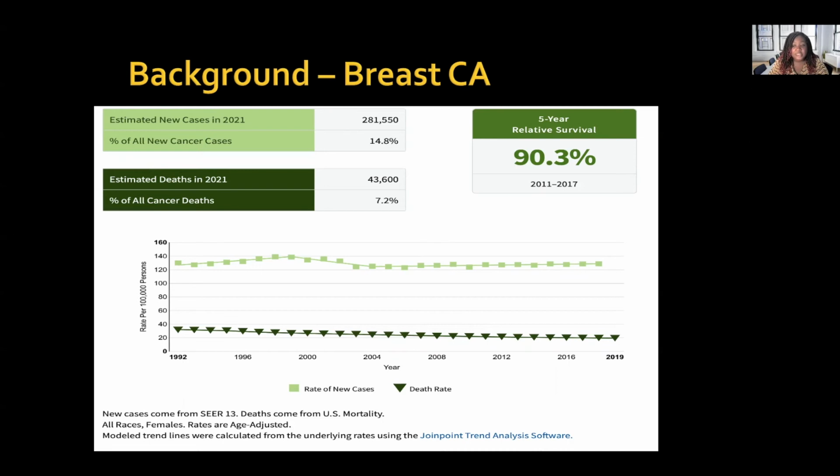Globally, breast cancer is the second most frequently diagnosed malignancy just behind lung cancer. This is the most recent data available from the NIH at cancer.gov, and it is estimated that in 2021 there will be over 281,000 new cancer cases. Over the last almost 30 years, the cancer death rate has been decreasing while the incidence has held steady. Factoring all stages, the 5 year relative survival rate of breast cancer is 90.3%.